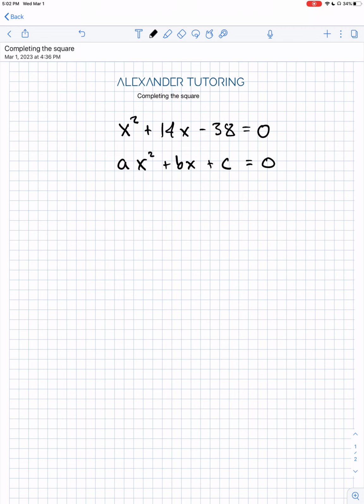haven't done yet. A lot of students have a hard time with completing the square the first time around. A lot of you are probably doing it right about now. I think a lot of the algebra classes are working on quadratics.